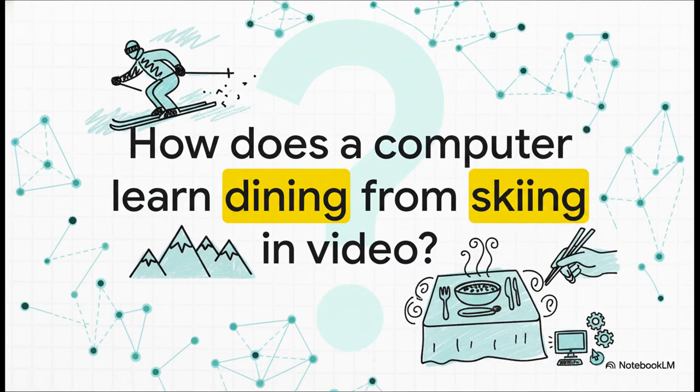Think about it. For you and me, it's a no-brainer, right? We see snow, skis, and someone sliding down a mountain. We know it's skiing. We see a table, some food, people eating. That's dining. But for a computer, a video is just a massive, chaotic flood of pixel data. The real trick is teaching it to see the action in that chaos. In the AI world, this is called human action recognition, and we're about to see exactly how it's done.